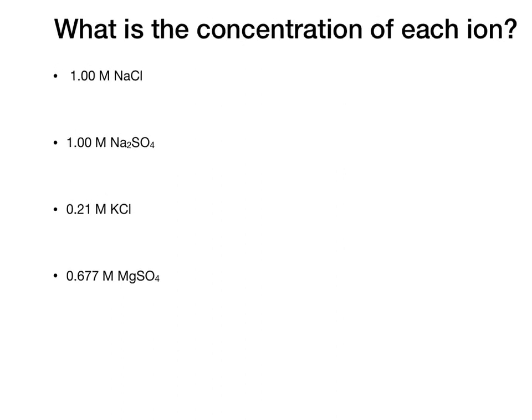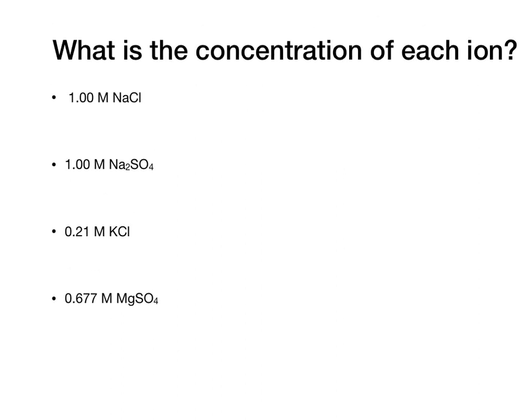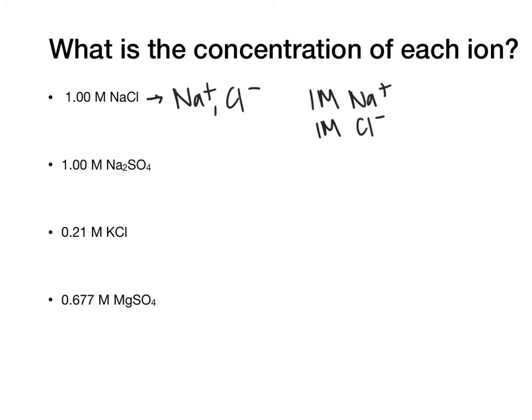So if we have 1 molar sodium chloride, it's going to break into the Na+ and the Cl- ions. Those are the ions, but the question becomes, what are their concentrations? If it is 1 mole per liter sodium chloride, the concentration of each ion is going to be 1 molar sodium and 1 molar chloride ions. So how does this come to be?